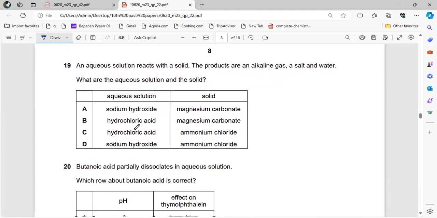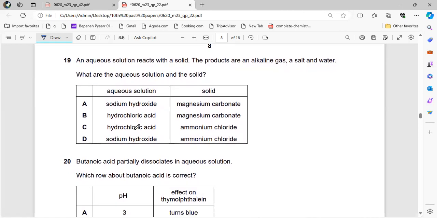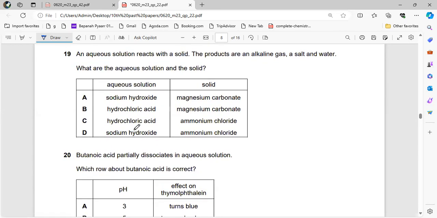An aqueous solution reacts with a solid. The products are an alkaline gas, a salt, and water. What are the aqueous solution and the solid? Now, as the products are an alkaline gas, salt, okay, and water. First is sodium hydroxide and magnesium carbonate. Now, in this case, magnesium carbonate cannot form a gas. Okay, so it must be ammonium chloride.